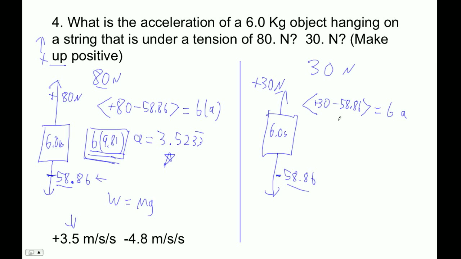Well, 30 minus 58.86 is, wow, what did I just do? 30, oh, there you go, minus 58.86. I punched a wrong button. The calculator almost blew up. Negative 28.86 newtons is 6A, right? 6 kilograms. And then my A suddenly got capitalized, right? So that's kilograms, right? And now I'm going to divide that by 6. And I get negative 4.81.